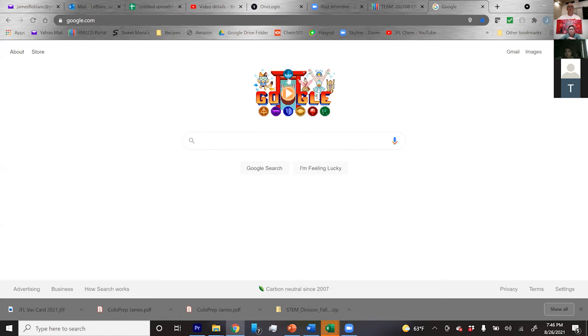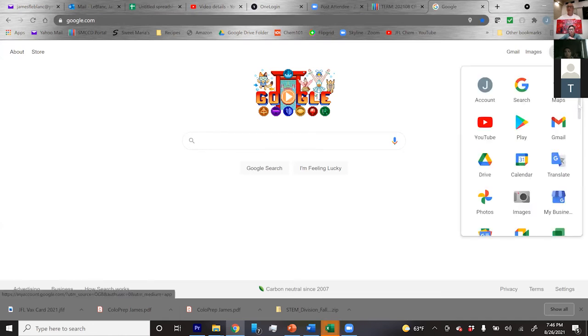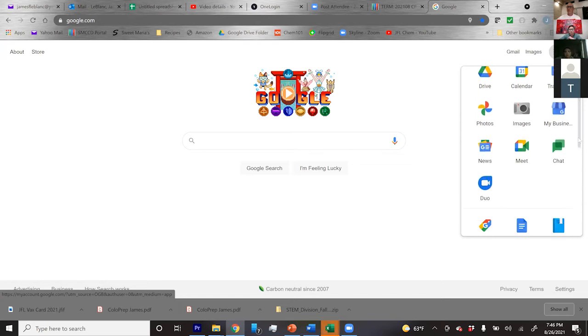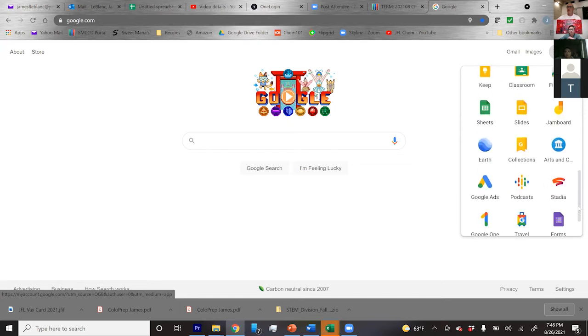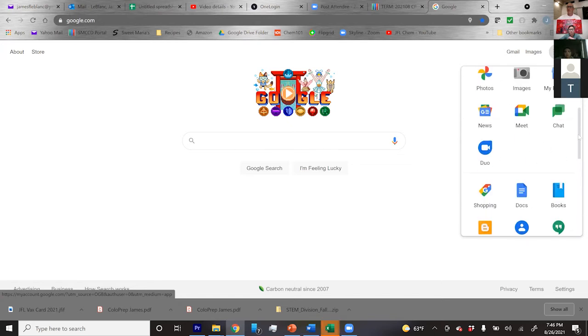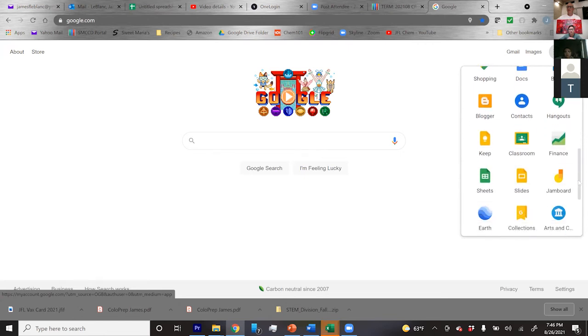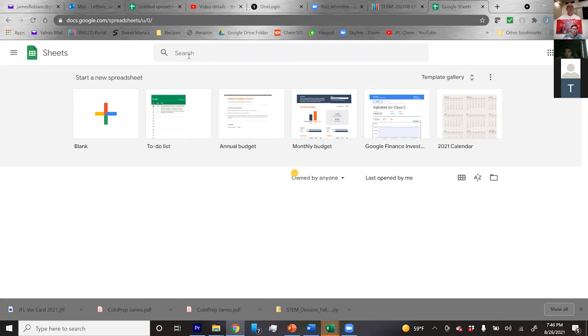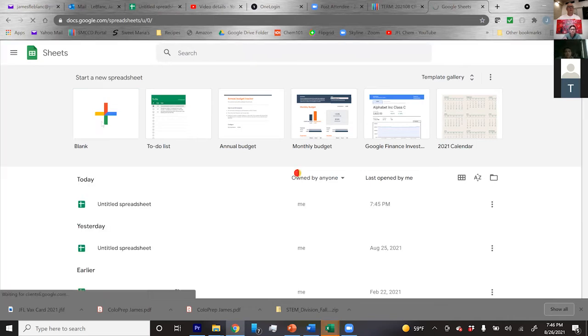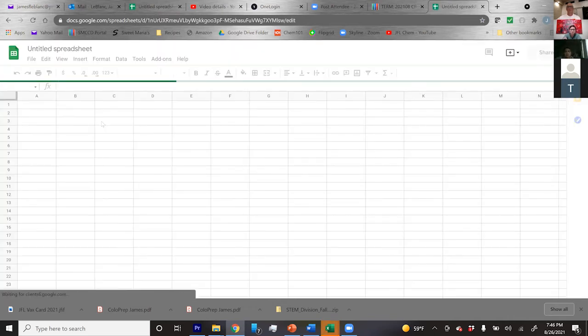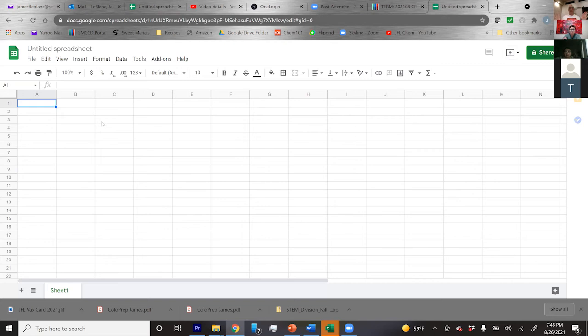So I'm at google.com. I come over here to Google Apps and I scroll down to, where are Sheets? Docs, Sheets, there it is. And then I just say, start a new blank spreadsheet. Okay, so that's how you get started.